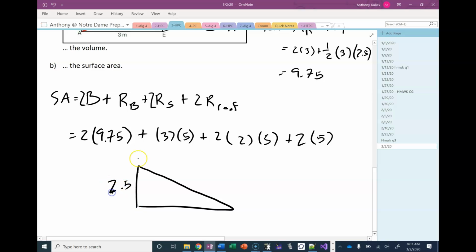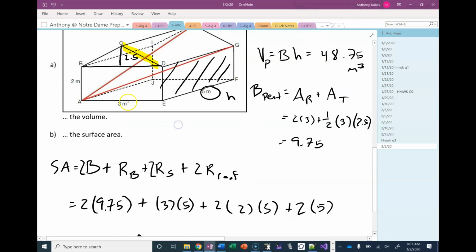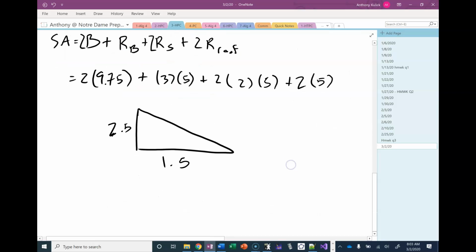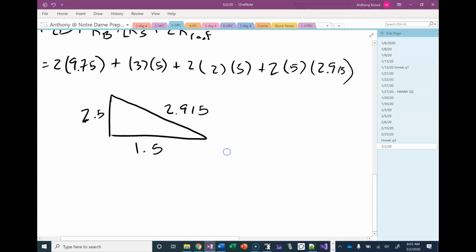So we know this side is 2.5. And we know that this side is half of 3, so 1.5. So I can just do the Pythagorean theorem there to get that. So that's 2.915. Oops. So if I go ahead and add all that junk up, I should get the desired result, and I do. 83.65.